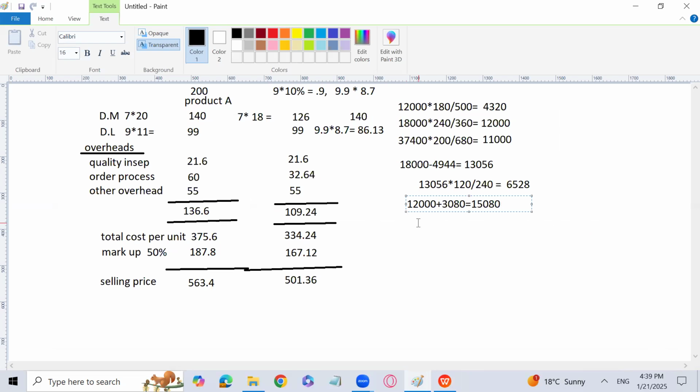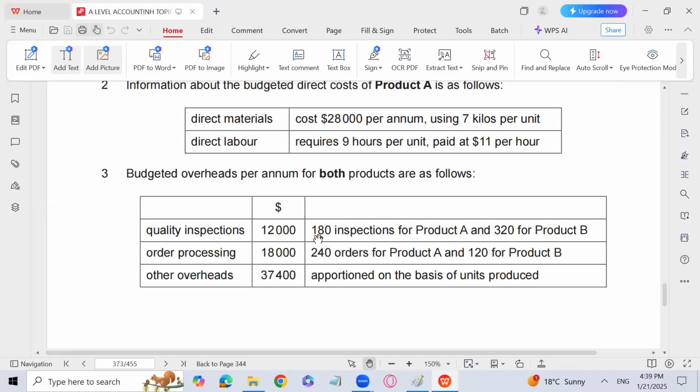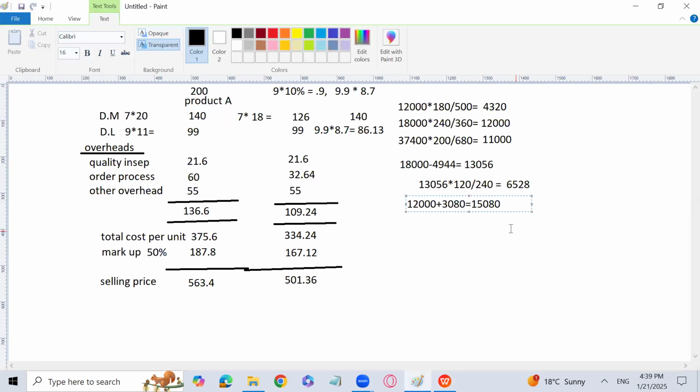Yeah. And 80 quality inspection has been increased for product A. So 180 plus 80, 260. Other will remain the same. So 260 plus 320 will become, I will write here, 260, 80 plus 320, that is 580. So now the quality inspection cost is 15,080 for product A multiplied by 260 divided by 580.